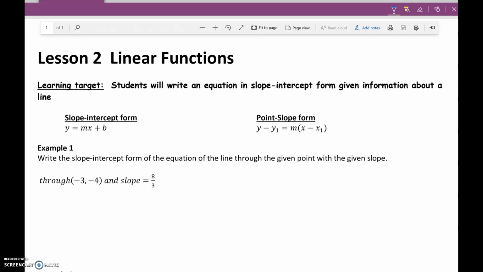We did lots of things with linear functions, but one of the things that we did was we wrote equations given certain pieces of information. So that's what we're going to look at in this lesson.